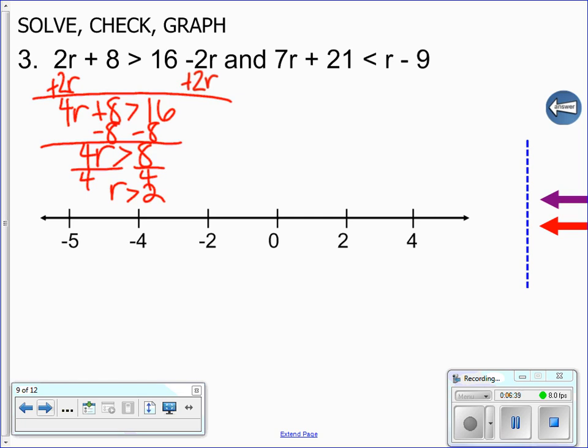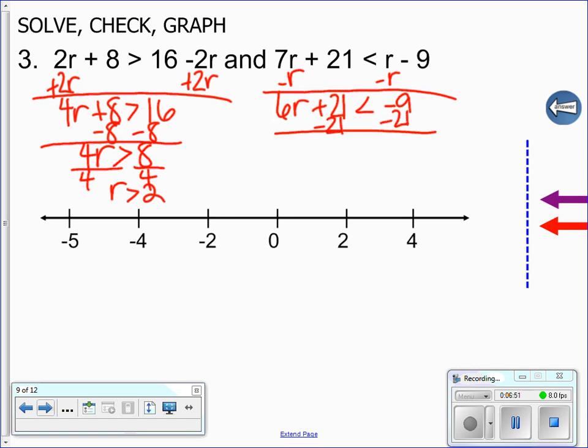Over here, I'm going to subtract r from both sides. It's going to be 6r plus 21 is less than negative 9. I subtract 21 from both sides. Get 6r is less than negative 30. Divide both sides by 6. We get r is less than negative 5.